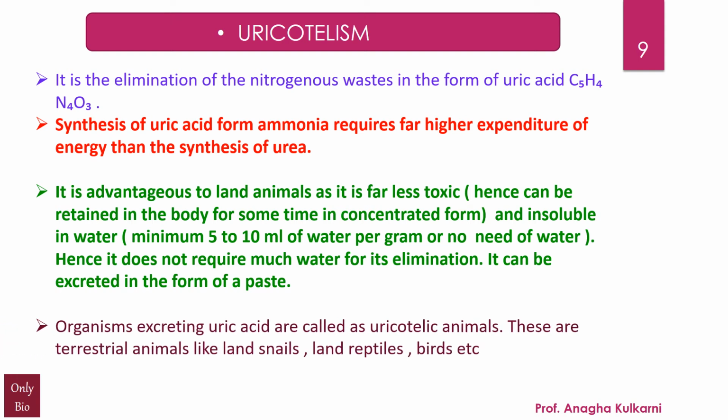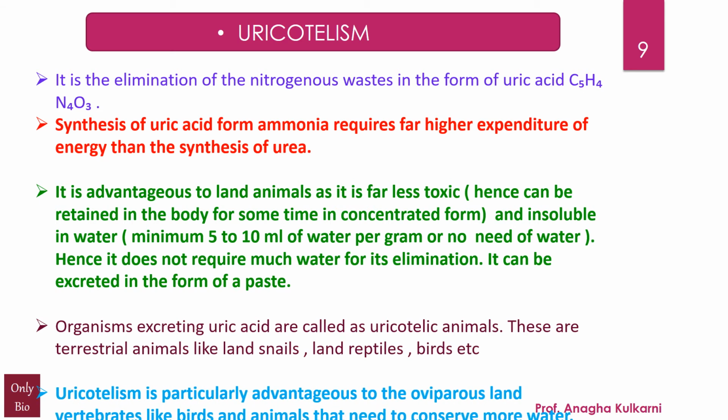Organisms excreting uric acid are called uricotelic animals, and these are terrestrial animals like the land snails, the land reptiles, the birds, etc. Birds, you might have experienced at least once in your life. Uricotelism is particularly advantageous to the oviparous land vertebrates like birds and animals that need to conserve more water. As I said, it can be considered a kind of adaptation to the existing habitat.